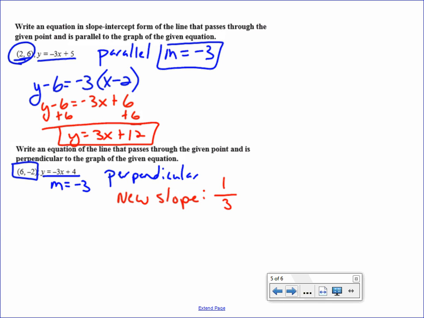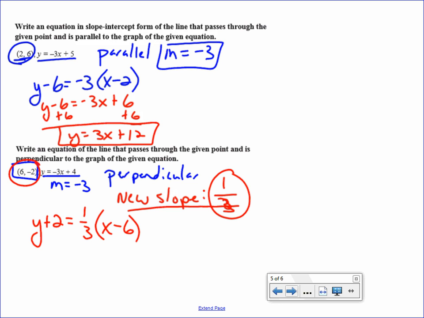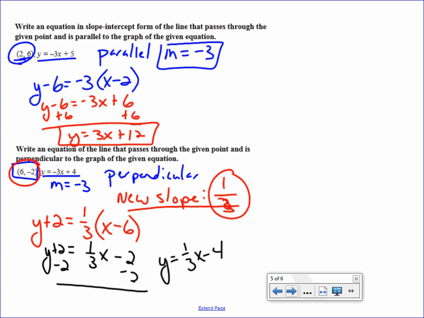So then I've got a slope here of 1/3 and a point here of (6, -2). So if I put that back into point-slope form, you'd have y plus 2 equals 1/3 times x minus 6. And then all I have to do is rewrite that into slope-intercept form. So I distribute, and I'd get 1/3 x minus 2, and you've got y plus 2 equals this. So then I just have to subtract 2, and you would have y equals 1/3 x minus 4.